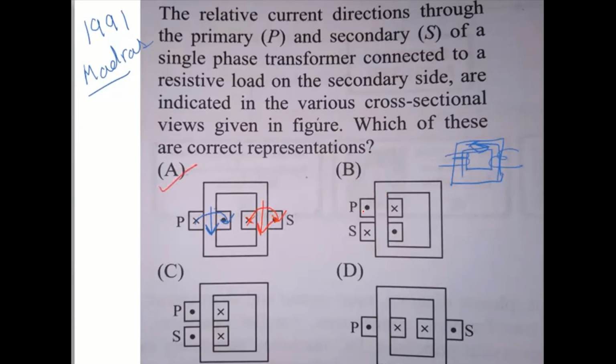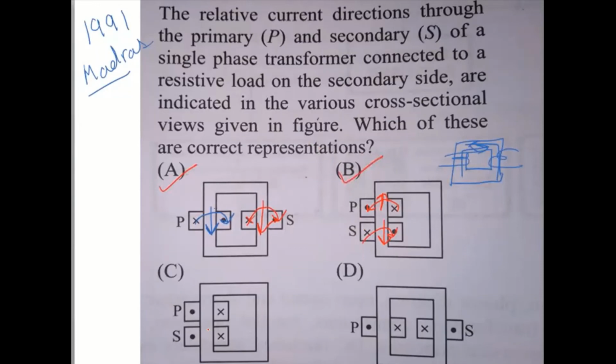If we see the second one, we can directly see that both are on the same limb and the current directions are opposite to each other. If we talk about the fluxes, the primary would be producing flux in the upward direction, and the secondary will be producing flux in the downward direction. We apply the right hand thumb rule. Both are opposing, so this can be the correct answer.